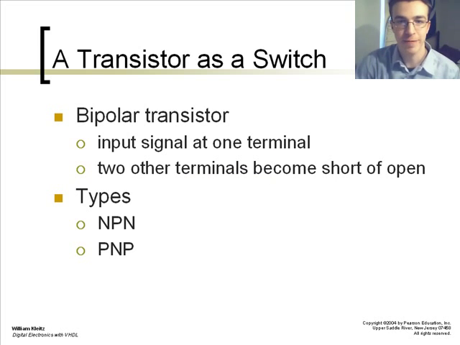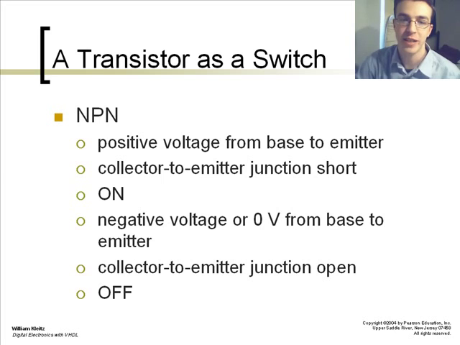The next type of switch is the transistor switch. It's a bipolar transistor. You have your two types, your NPN and your PNP. The N stands for negative terminal and your P stands for positive terminal, or junction as the book describes. The NPN type is a positive voltage from base to emitter, and the collector to emitter junction is a short.